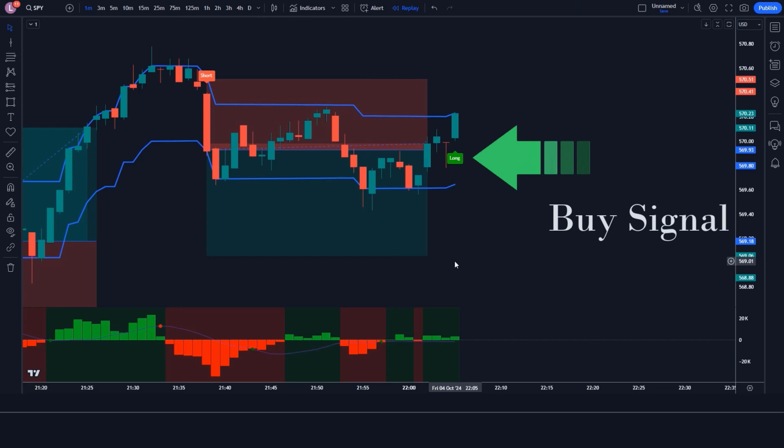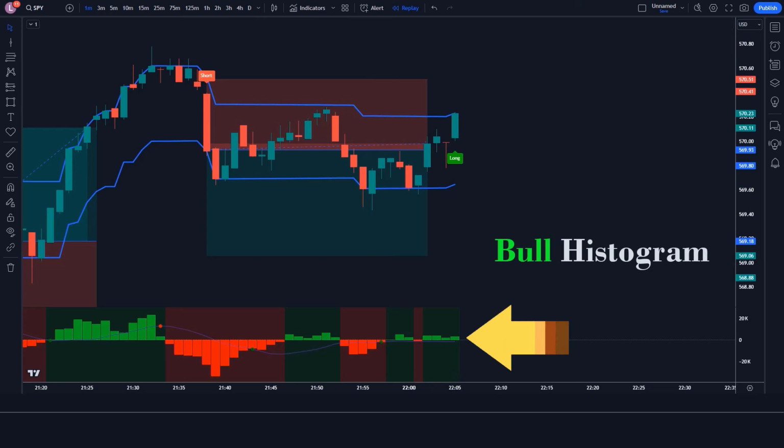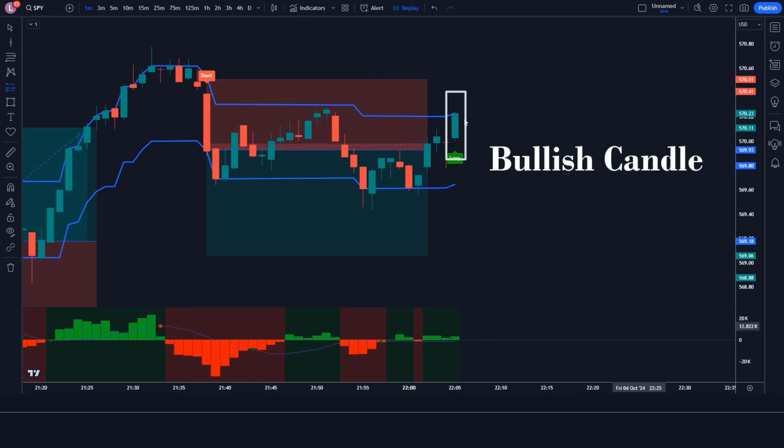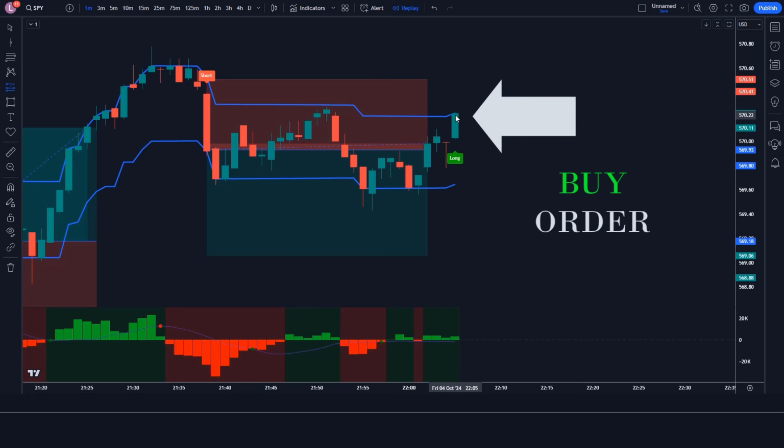Here the Black Pika's indicator gives us a buy signal. Here the Klinger Volume Oscillator shows a bull histogram. Here the market has made a bullish candle to give confirmation. So all our conditions are being fulfilled, so we are placing an order to buy.